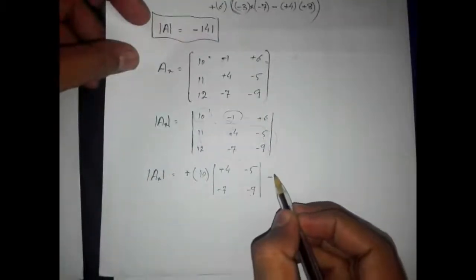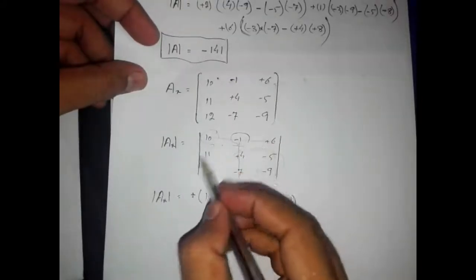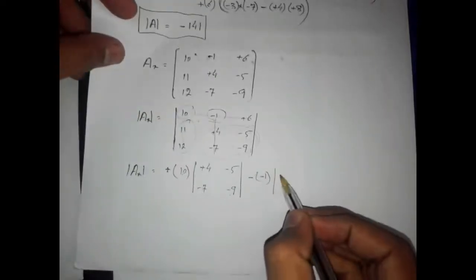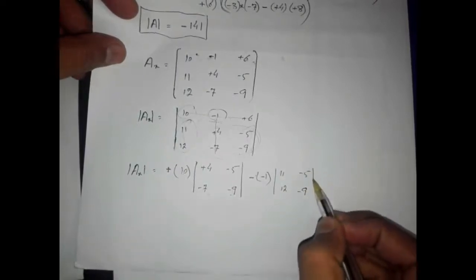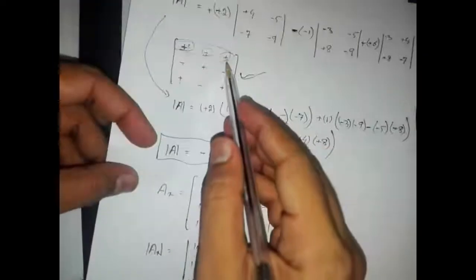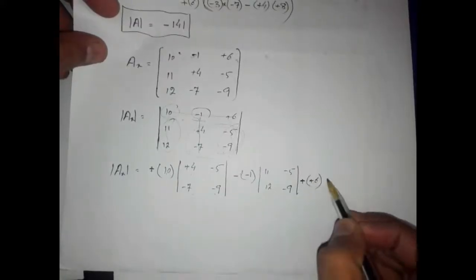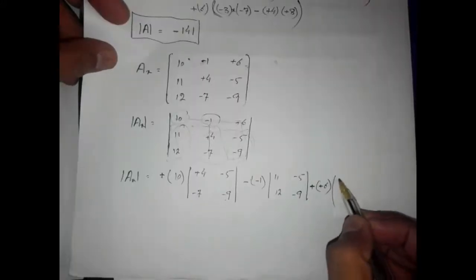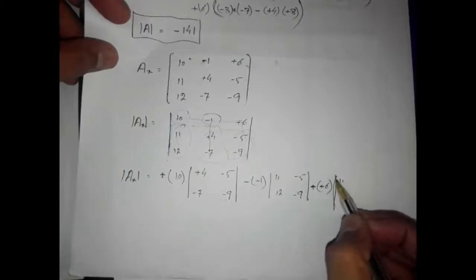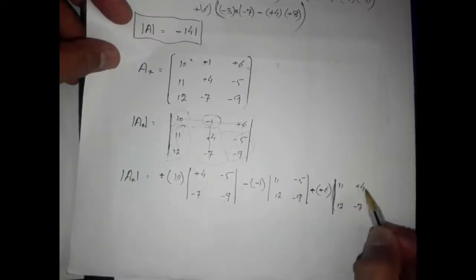After that I put the minus sign, and here we have minus 1. I leave this number and take just these two columns. So it will be 11, 12, minus 5, minus 9. After that I put the plus sign and take the plus 6. For this I leave this number and write this matrix. So it will be 11, plus 4, 12, minus 7.